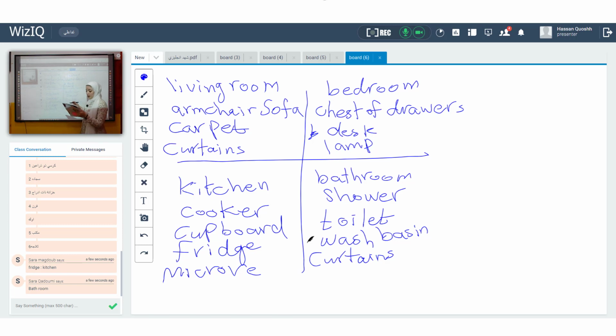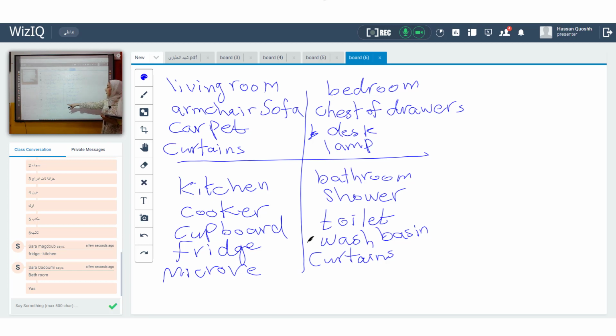Okay. Now, I'll give you something about phrasal verbs. Okay, finish your writing. Are you finished with your writing? Okay. Living room, we bought armchair, sofa, carpet, curtains. Bedroom, chest of drawers, desk, lamp. Kitchen, we bought cooker, cupboard, fridge, microwave. Bathroom, we bought shower, toilet, wash basin, and curtains. Okay?